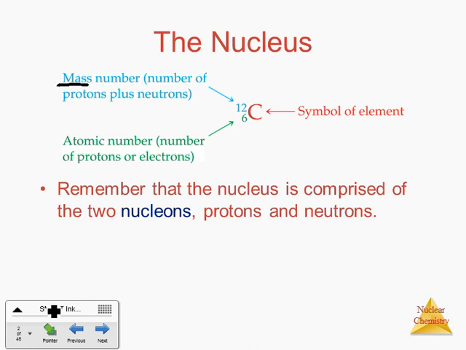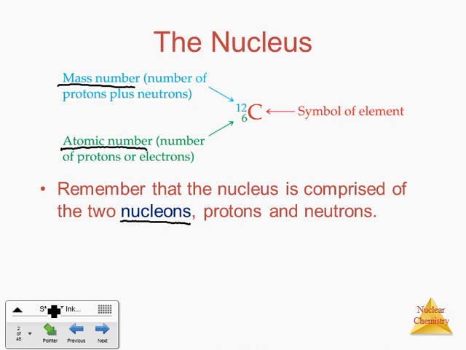We just got to remember a couple of things here. First of all, the mass number and what that means. That's just the addition of protons plus neutrons. So if we count up all the protons and neutrons in an element, that's the mass number. The atomic number tells us the number of protons. If it's neutral, it also tells us the number of electrons.